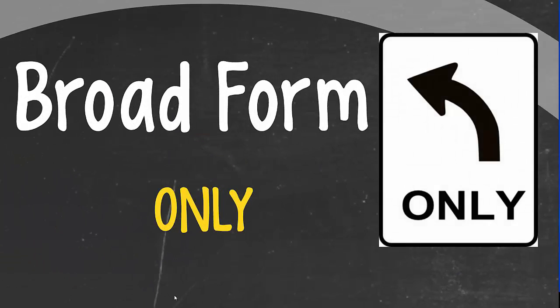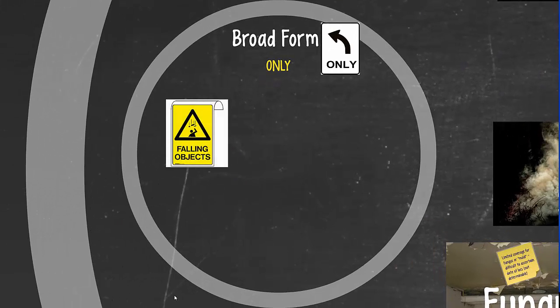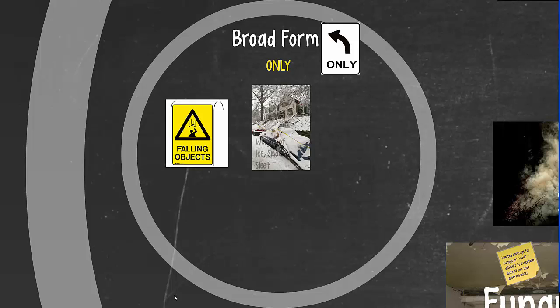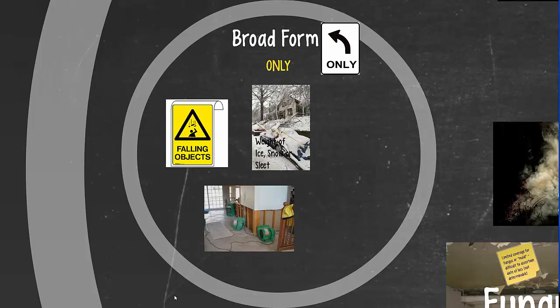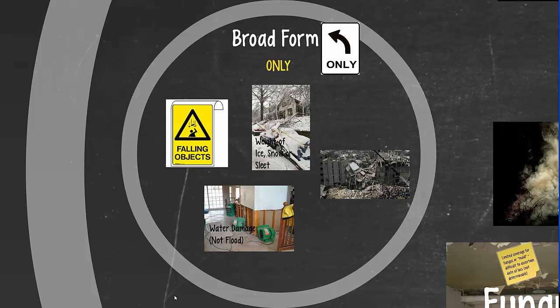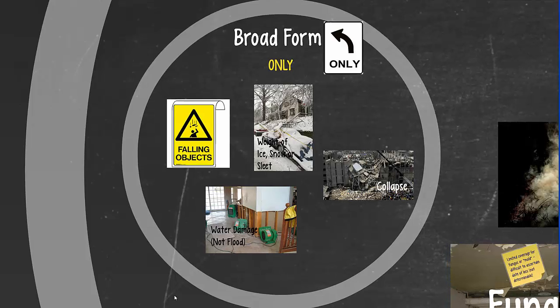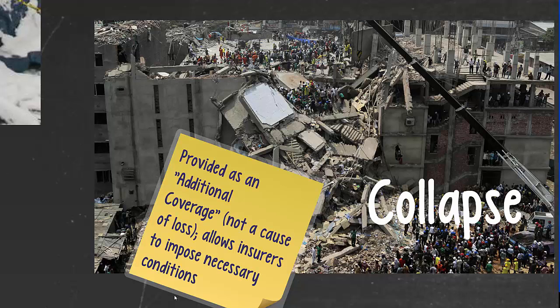Now let's look at the broad form additional causes of loss. As I said, all the causes of loss we just discussed are covered by both the basic and broad form, but these next few are only covered by the broad form. They are falling objects, the weight of snow and ice or sleet, water damage that isn't flood, and collapse. Collapse is actually provided as an additional coverage like fungus, not as a cause of loss, which again allows insurers to impose necessary conditions.